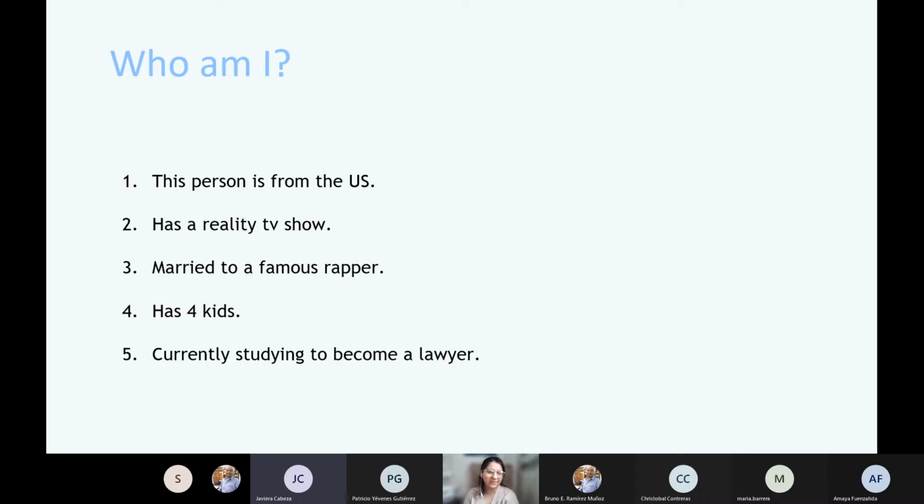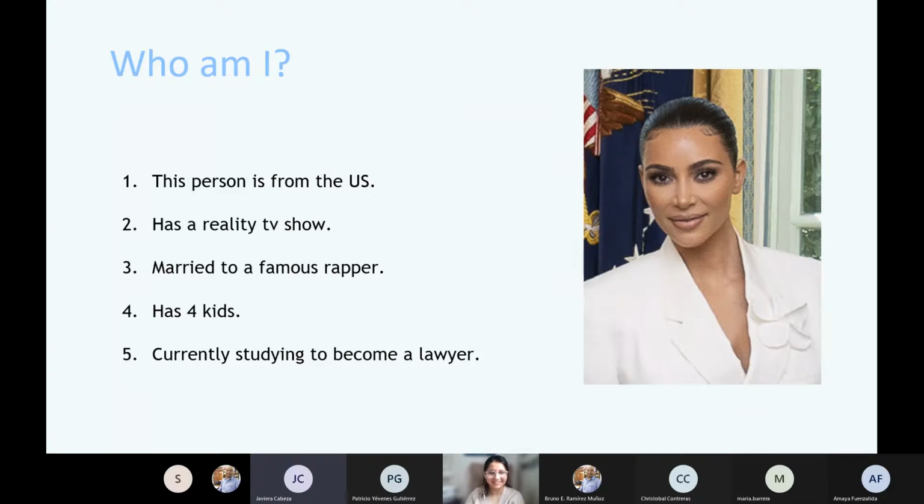This is the second person. This is a person from the US. This person has a reality TV show, is married to a famous rapper, has 4 kids, and is currently studying to become a lawyer. Patricia, you wanted to say something? Yes, I think that is Kim Kardashian. Is it? Let's see. Exactly. It's Kim Kardashian West, the famous person from Keeping Up with the Kardashians.